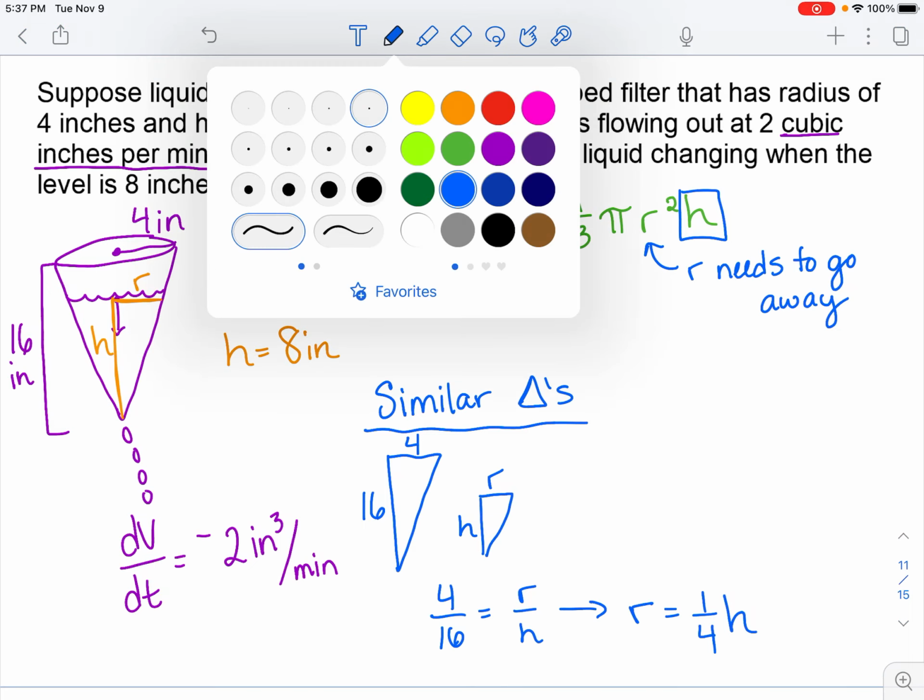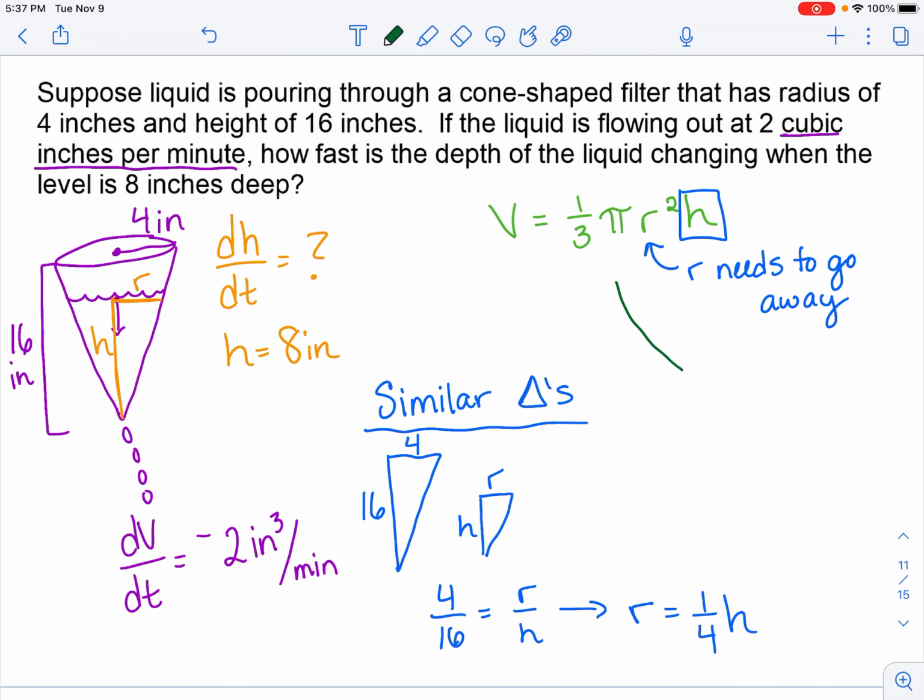So what I can do is take the equation up here. I know it's getting a little jumbled. I'm going to go on to the next slide in a minute. I've got the volume is equal to 1/3 pi. The radius is now 1/4 of the height. Square that, and then I have the other h.